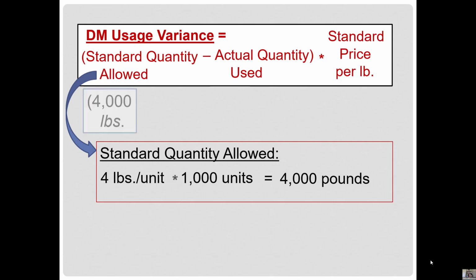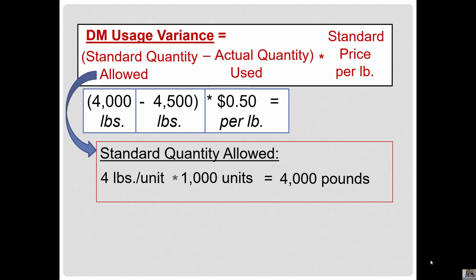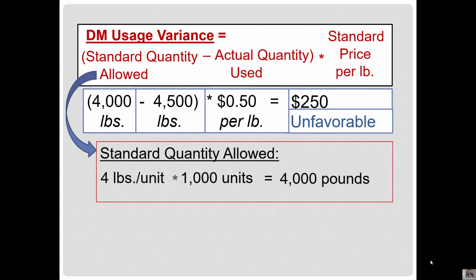When we go to put that in our formula, we can see that we should have used 4,000 pounds, and we did use 4,500 pounds. So right away you can tell that we have another unfavorable variance because we used too many pounds in production. To convert this to a total dollar amount, we'll multiply by the 50 cents per pound. That gives us a $250 variance. And it is unfavorable.